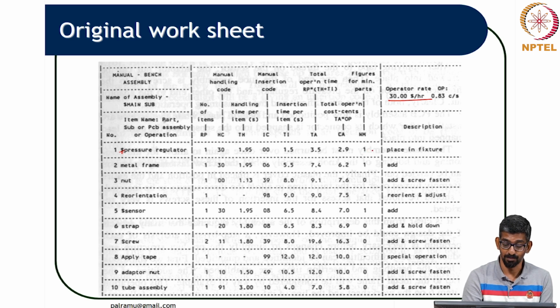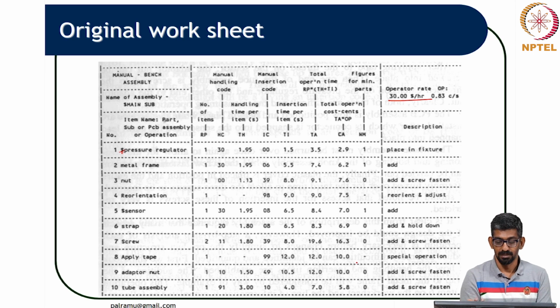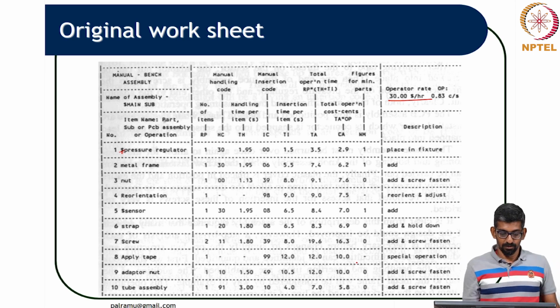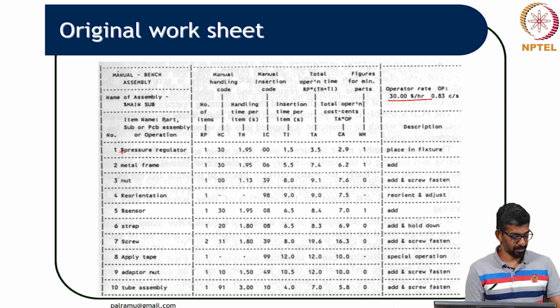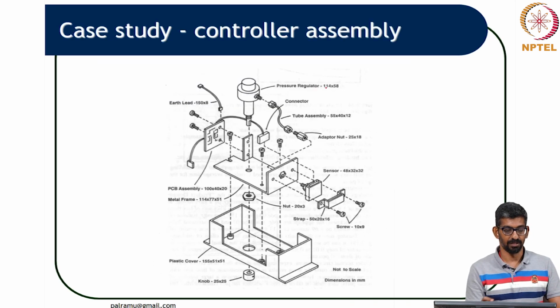You remember whether this part is required or not, it is 1. See, for instance, nut, as we discussed, fasteners are not minimum, they do not qualify as minimum number of parts. So, it is 0. Strap, the screw, the adapter nut, the tube assembly, they do not need to be. So, anyway, so now what we will do is we will just look at this pressure regulator, for instance, okay. This is the pressure regulator. What it says, it is 114 by 58, which means the length is 114 and the width is 58 in this case. So, that will be useful for your size, your thickness estimations.